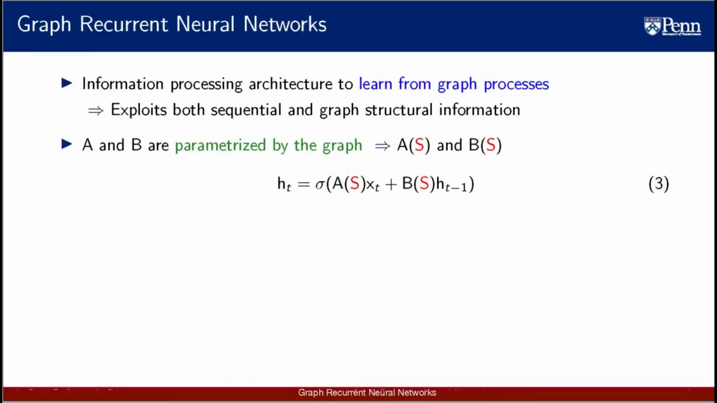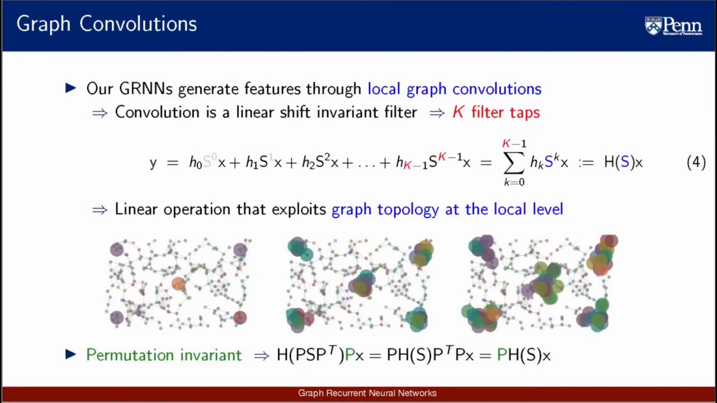Graph recurrent neural networks are architectures made to exploit both the sequential and the graph structure of the data. To take the graph structure into account, we parameterize the linear transforms A and B by the graph through the graph operator S. We choose to use graph convolutions. The benefit of this parameterization is that because it is a polynomial in the matrix S, the number of parameters does not depend on the number of nodes of the graph, which can be very large in certain applications. These convolutions are also permutation invariant, meaning that the labeling of the nodes does not affect its results.